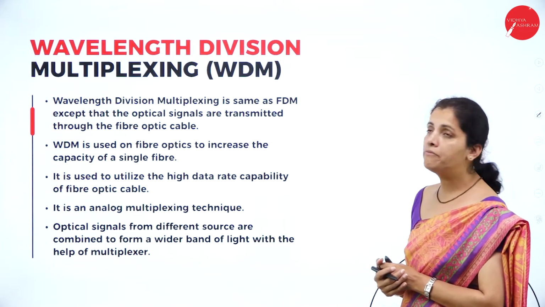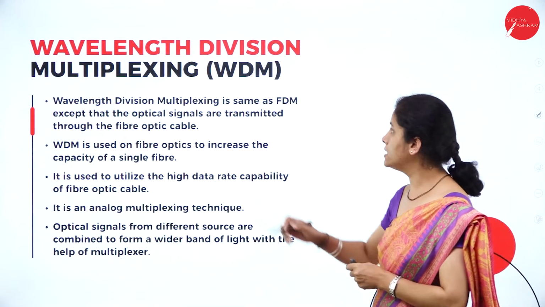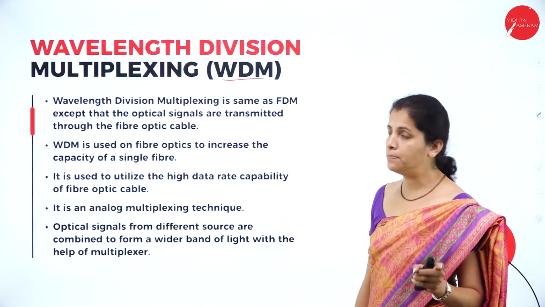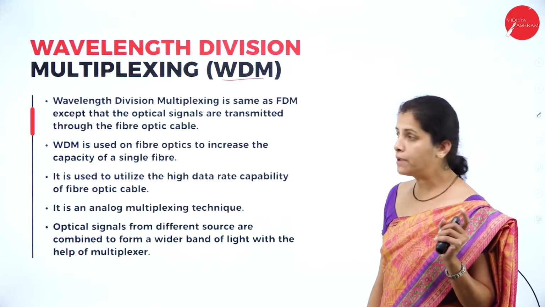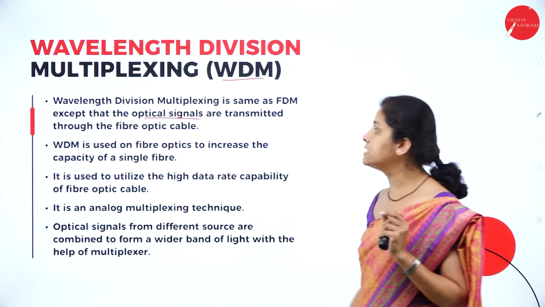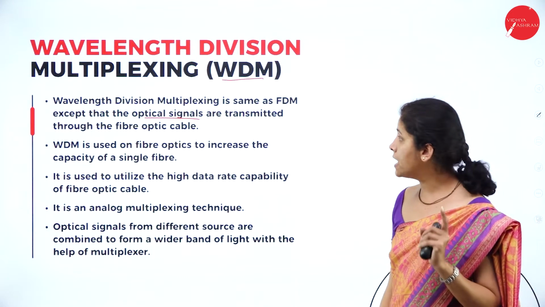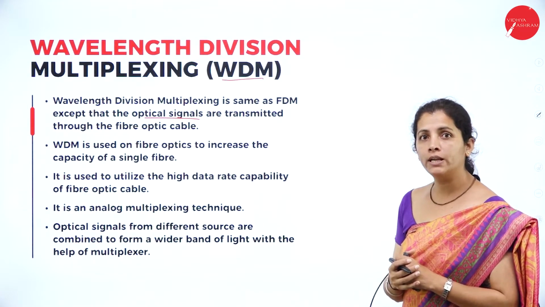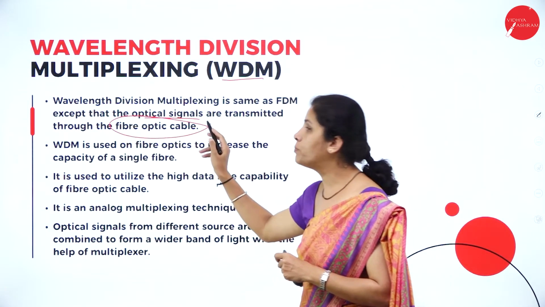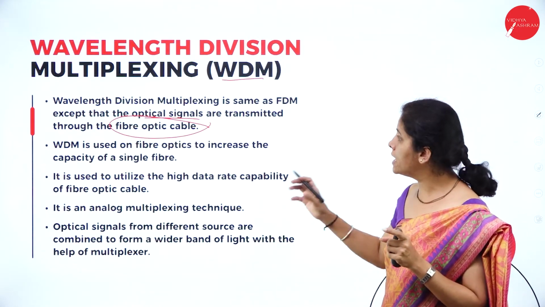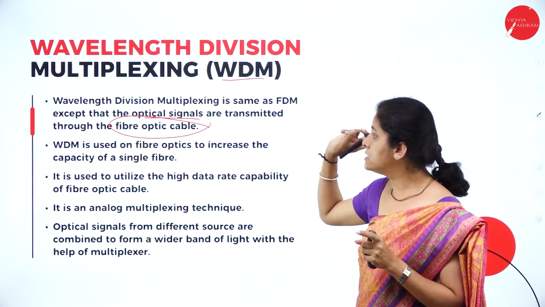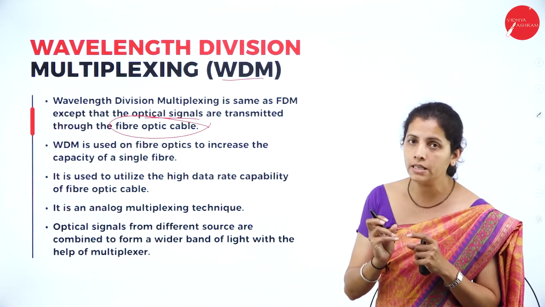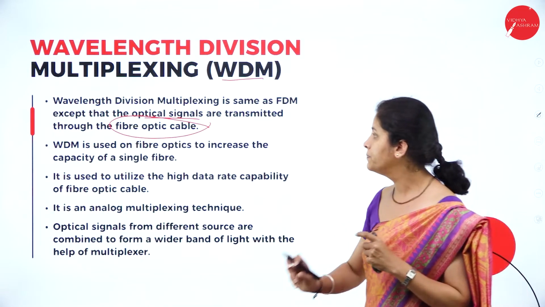Now I'm going to have the wavelength division multiplexing, that is WDM. It is the same as frequency division multiplexing. Instead of frequency, I'm going to have optical signals. And where are we going to get the optical signals? In our fiber optical cable. Fiber optical cables are responsible for transmitting the data in the form of light.